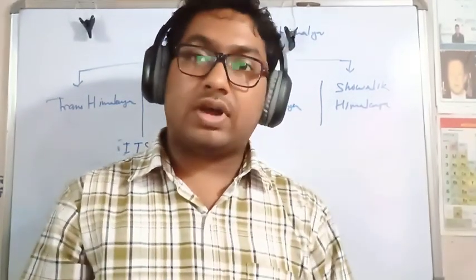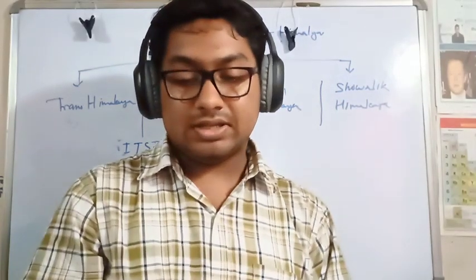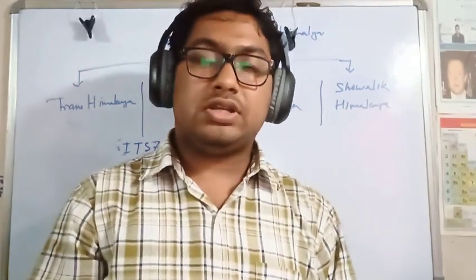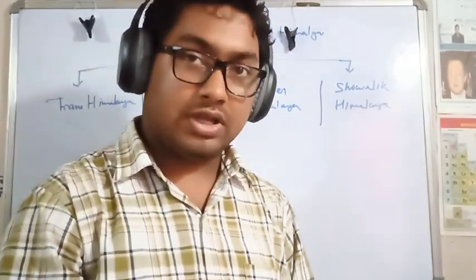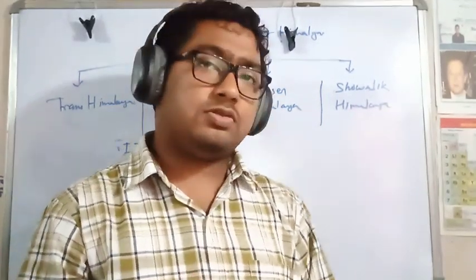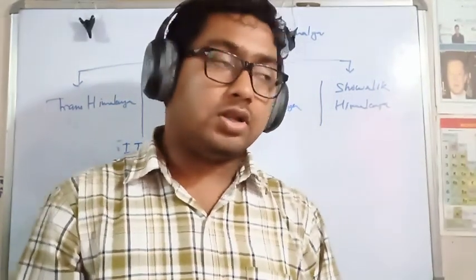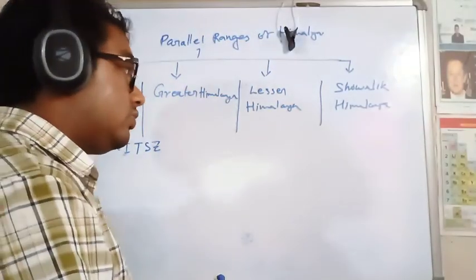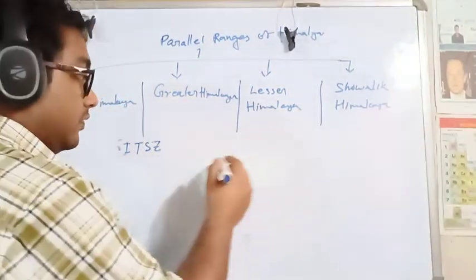The average height of this range is 6,100 meters. It contains the major ranges of the Himalayas. It ranges from 120 kilometers to 190 kilometers in width. So the nature of this mountain, we know, is fold mountain. One more thing I want to tell you is how the Himalayas were formed.